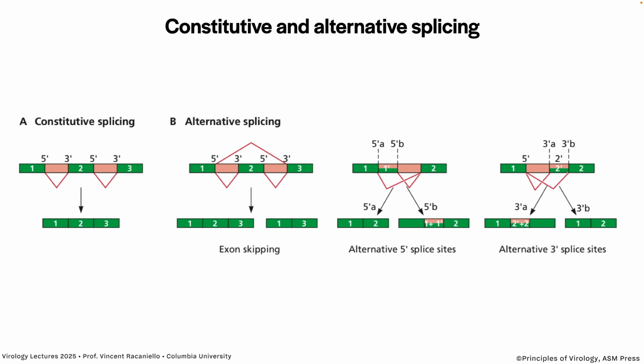Sometimes there are alternative 5' splice sites. We've talked about a 5' splice site as if there's only one, but there can be multiple. When there are 2 different splice sites, you can get 2 different proteins made. The same thing applies to alternative 3' splice sites. So basically, you can expand the coding region of a viral genome. You can get way more proteins made than if you didn't do any splicing. And so that's why we think this process evolved.